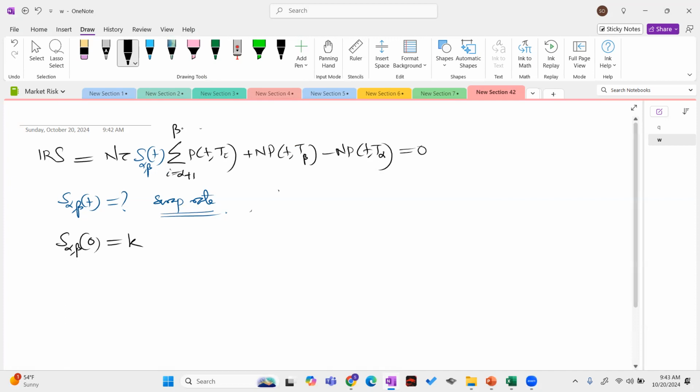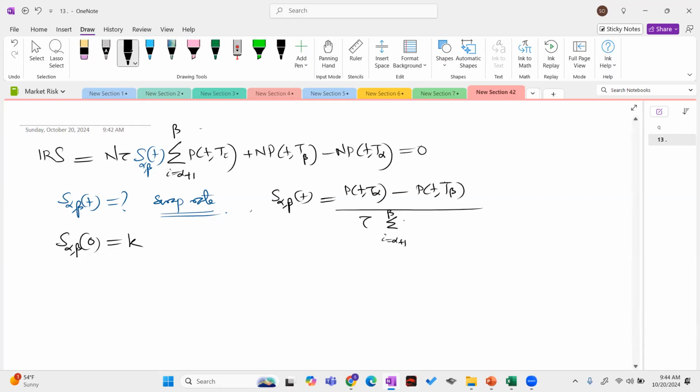Okay, so let's solve this equation. S alpha beta at t is equal to, n gets cancelled, actually you don't need n, P(t, alpha) minus P(t, beta) divided by tau times the sum of i equal to alpha plus 1 to beta. This is the ready-made formula for swap rate at any point in time. Now, you might think this looks complicated. It's not complicated. To remember this is very easy.